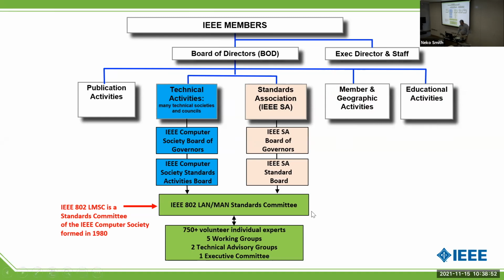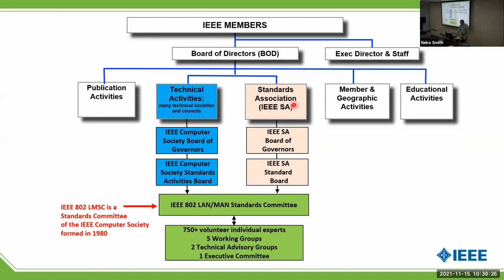The 802 LAN Standards Committee is down here, and it basically has a dual reporting structure. It reports up to the Computer Society through the Computer Society Standards Activity Board, the Board of Governors, and then into technical activities overall. The number of societies and councils in the IEEE is in the 45 range. I'm not sure exactly what it is, but there's a variety of fields that it covers, from medical to transportation to power.